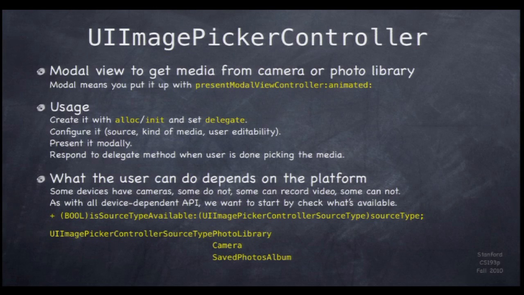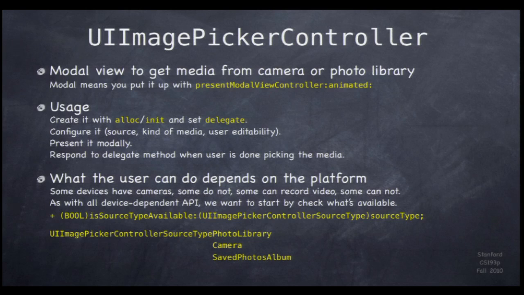Now, what the user can do, what images they can get, or what video they can get, obviously depends on the platform. So some devices have cameras, some devices don't. Some of those cameras can record video, and some can't. So you need to, just like all these other APIs, Core Motion, Core Location, one of the first things you always need to do in your code is find out what the device you're on can do.